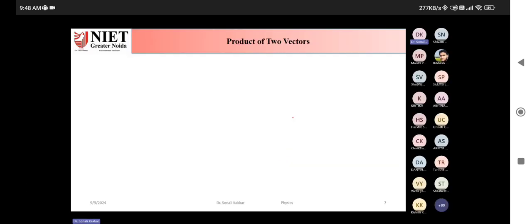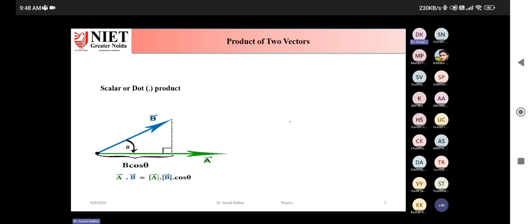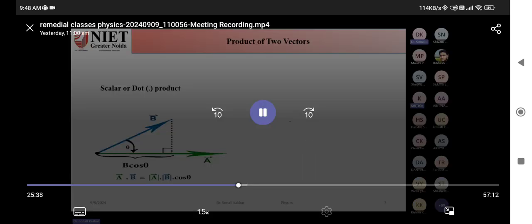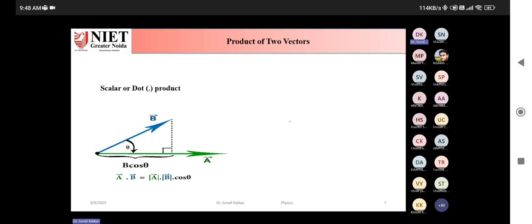Simply multiply. But in case of vectors, again, the product needs some rules. So the first one is scalar or dot product. As the name specifies, the resultant product is a scalar quantity. It has only magnitude, no direction.